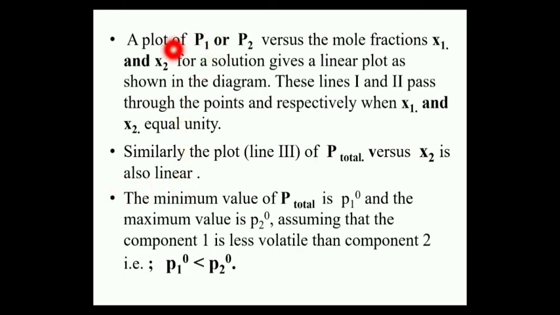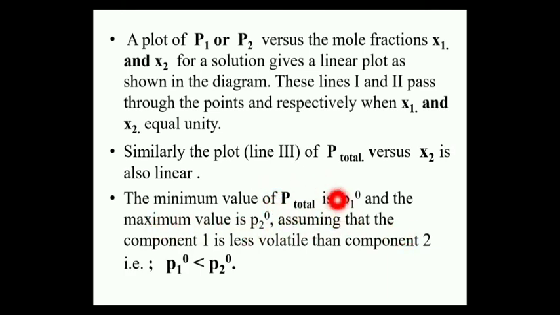And when we are plotting X1 and X2 against P1 and P2, we are also getting a linear plot, since mole fraction is directly proportional to the partial vapor pressure. Both these lines 1 and 2 pass through a point where they both meet, where X1 and X2 are equal to unity. Now, an important point to note here is that the minimum value of P total is P1 naught and the maximum value of P total is P2 naught, assuming that component 1 is less volatile than component 2, that is, P1 naught is less than P2 naught.